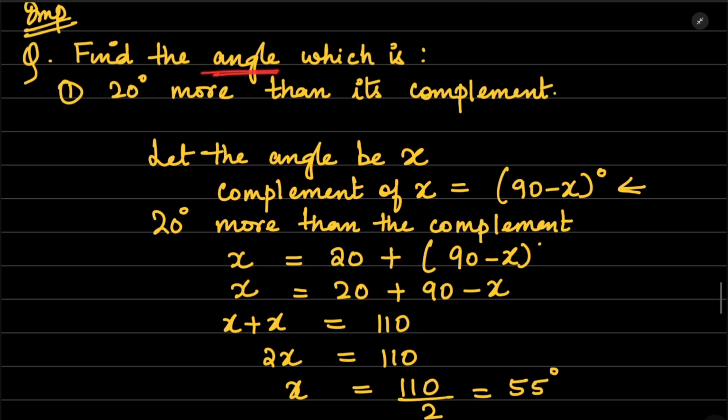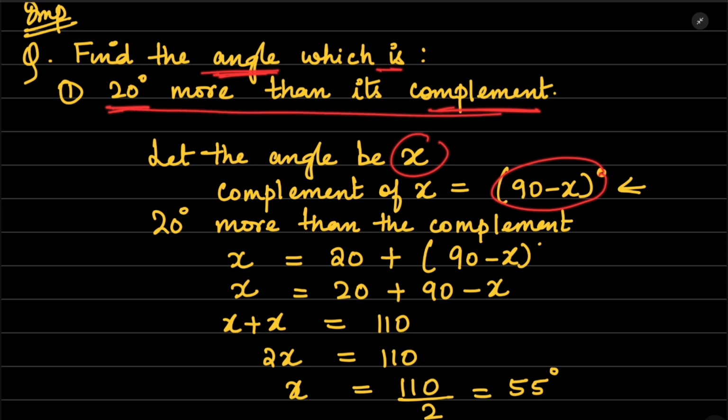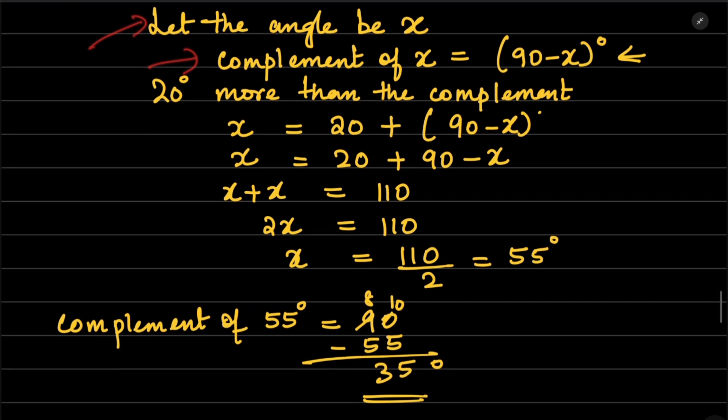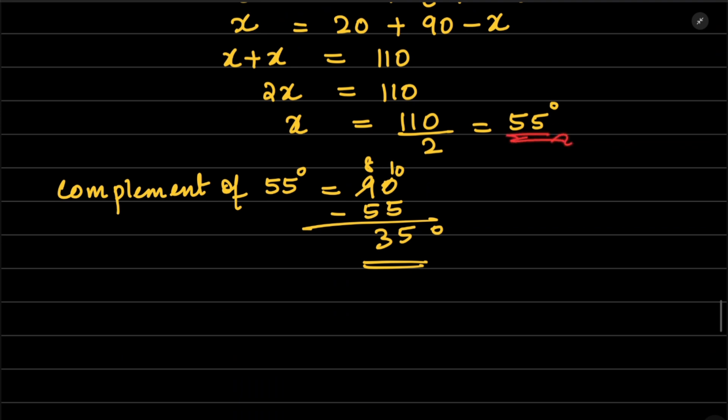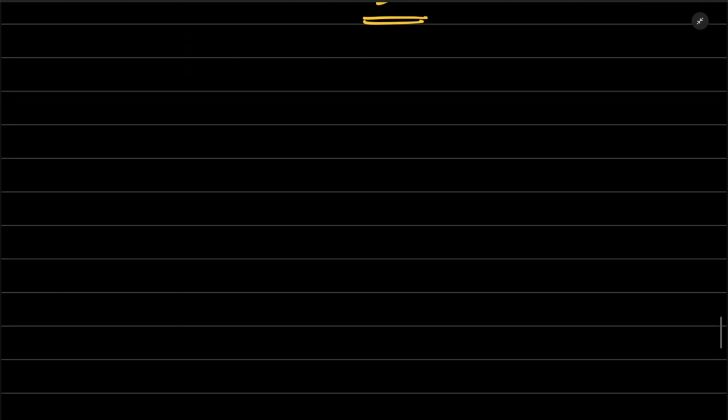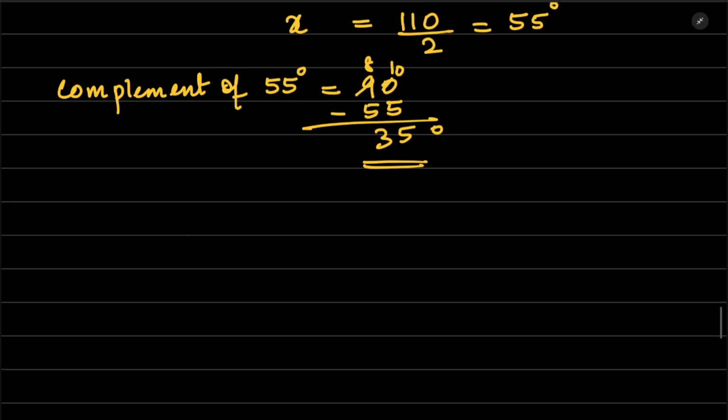So find the angle. Let the angle be x. Find the complement, 90 minus x. The angle is 20 more than the complement. So x is nothing but 20 more than the complement. Find x, and then find the complement of x, which is 90 minus the given angle, the one which you have just calculated. So these are the kinds of questions which normally come in the exams. Let's do another question based on the same kind.